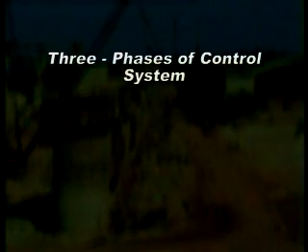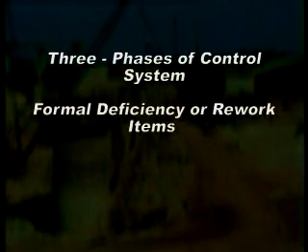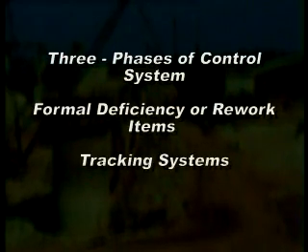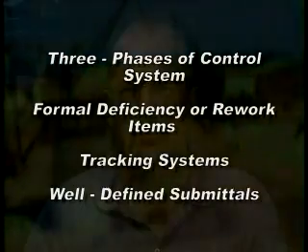Over the years, the Corps and NAVFAC have tried many variations and have made some very specific choices. As a result, the system has evolved into some very specific processes. These include the 3 phases of control system, formal deficiency or rework items tracking systems, and well-defined submittals. By entering into this contract, the contractor doing the job has agreed to follow the government's chosen methods. Now, before we go any further into this introductory module, we should define some of the terms and concepts which we'll be using throughout this course.